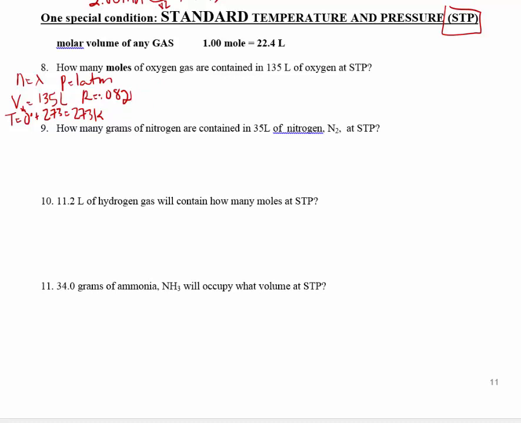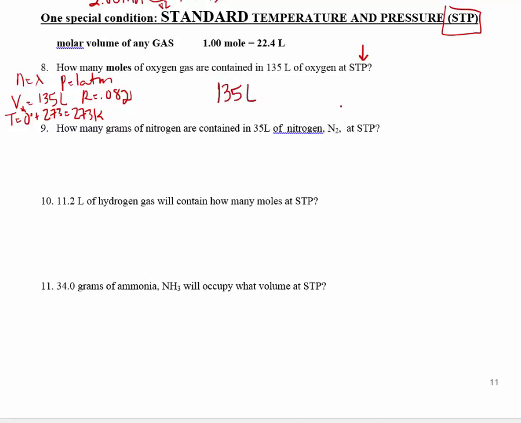I could do it using PV equals nRT and solve for moles. Okay, that's perfectly 100% acceptable. But we have a shortcut. Now, if you recognize STP, you can only do this shortcut at STP. I can do it using dimensional analysis. Now, here's the thing. Some of you don't like dimensional analysis. Use PV equals nRT. That's perfectly fine. But look at the shortcut.